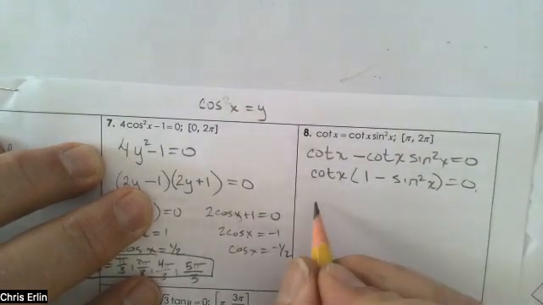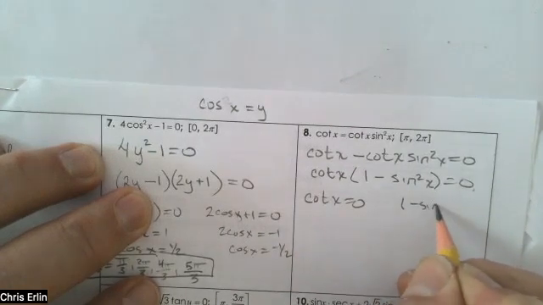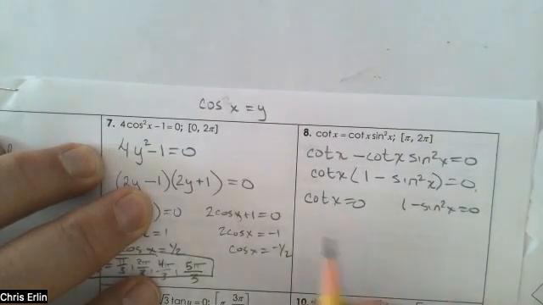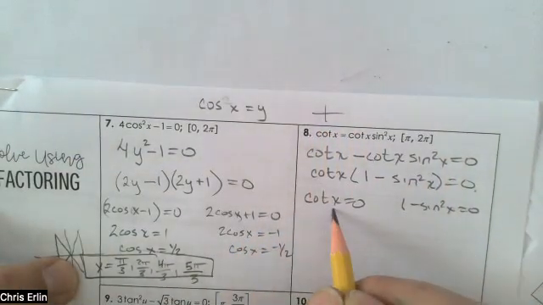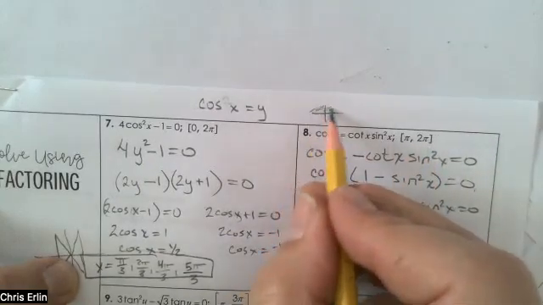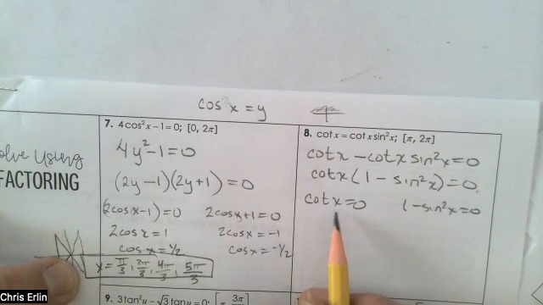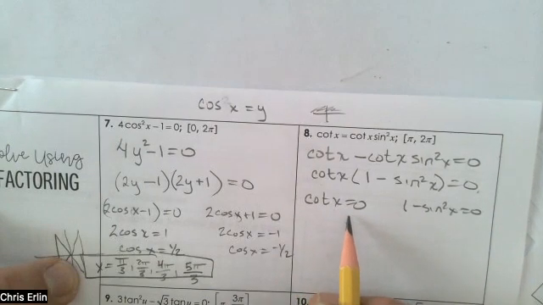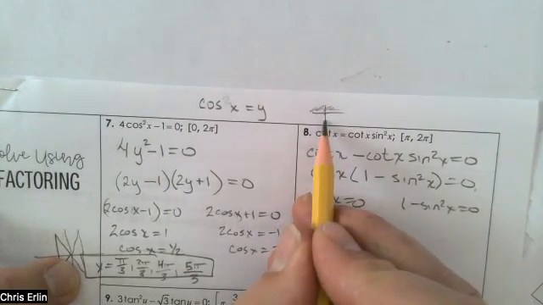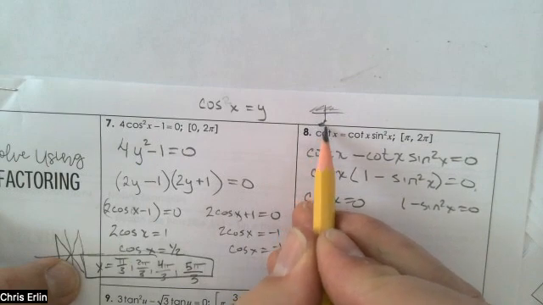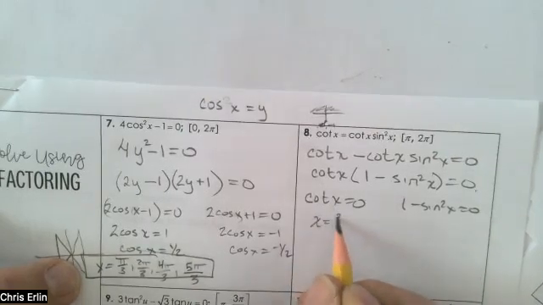Now I've got the zero product property again. Either the cotangent of x equals 0, or 1 minus sine squared of x equals 0. For the cotangent to equal 0, and we're in pi to 2 pi, so this bottom half, we need to have the adjacent over the opposite. So it's here at 0, -1. So x is equal to 3 pi over 2.